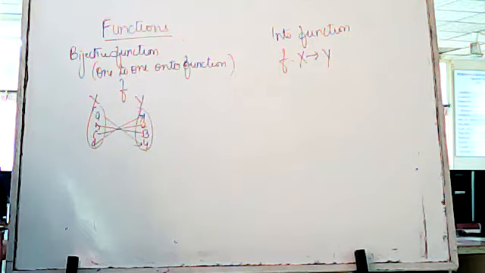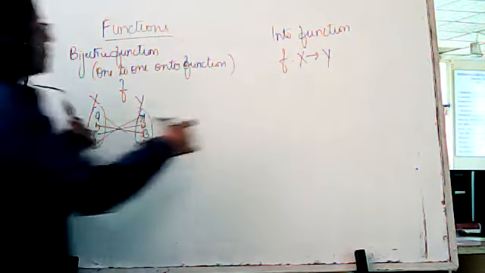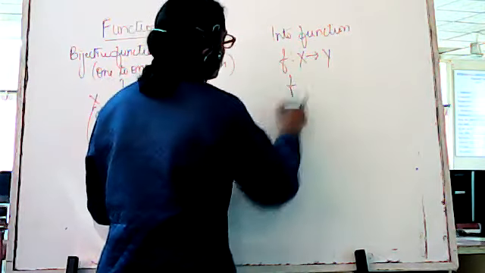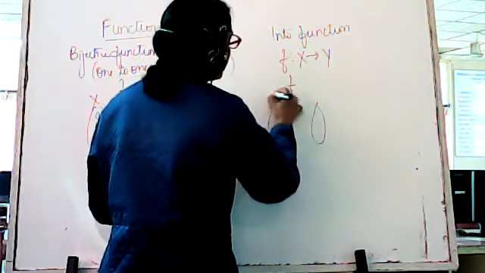if the range of f is not equal to the codomain of Y. If the range of f is not equal to the codomain of Y, where range and codomain are not the same, that function is called into function.